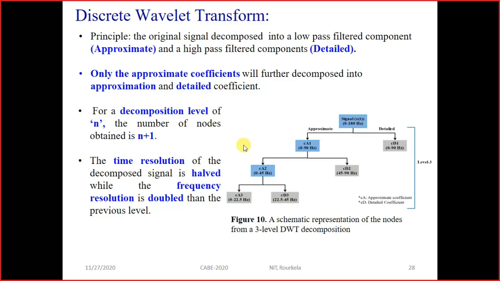So this is the discrete wavelet transform. We have already discussed this. This one has been written wrongly. This is 90 to 180, and then each level. These gray colored boxes are the nodes, and these signals were taken, and their features were computed.